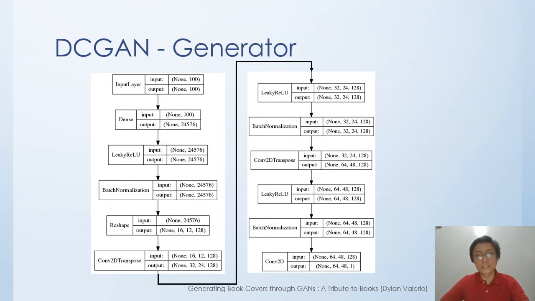This is what a generator would look like. It would take an input of a 100-dimensional vector, and after successive transposed convolutions, it then outputs this 64 by 48 image in grayscale.